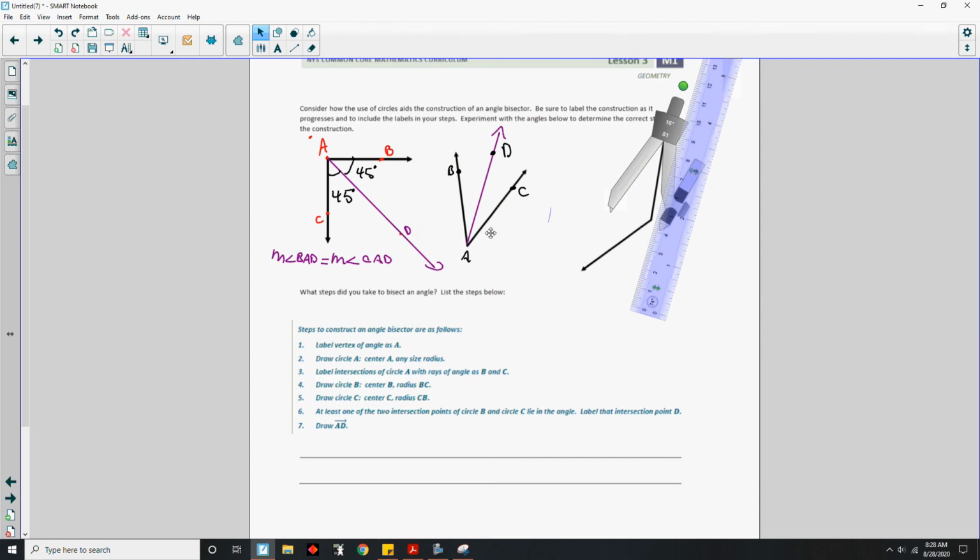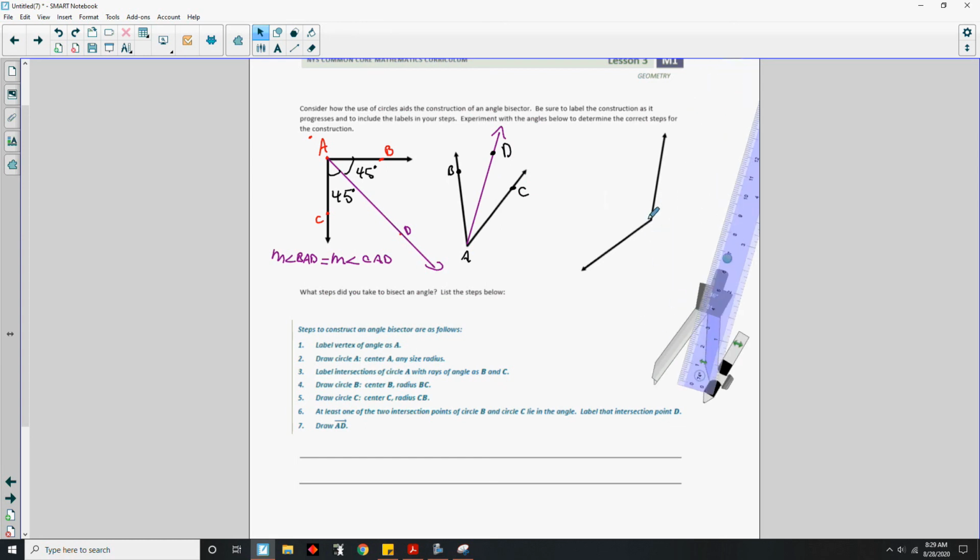And I have ray AD bisecting angle BAC. So now I would say again, the measure of angle BAD is congruent to the measure of angle DAC. Okay, hopefully you're getting the hang of this. I will do it one more time.